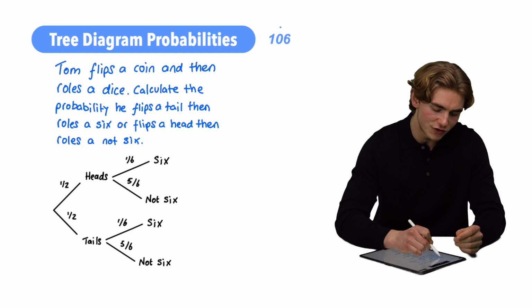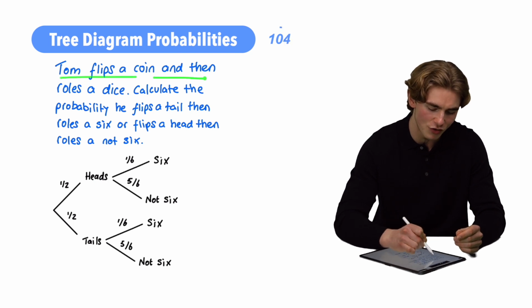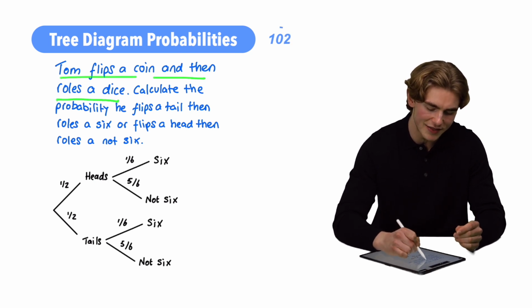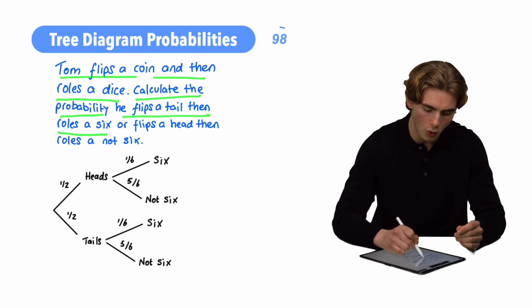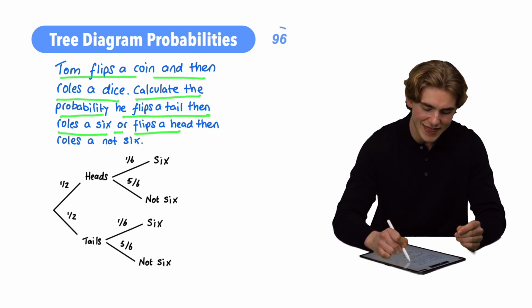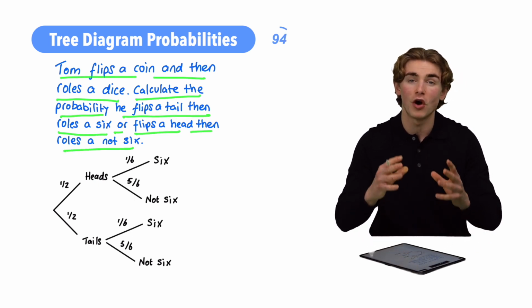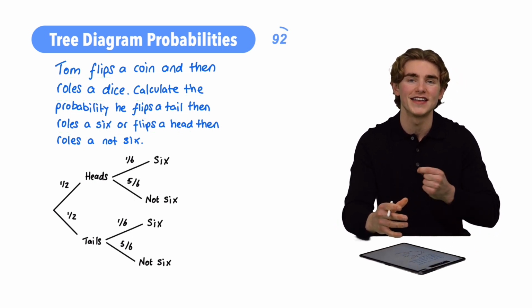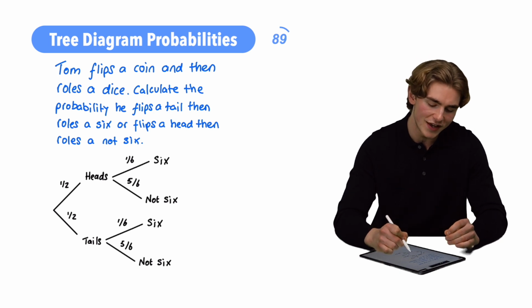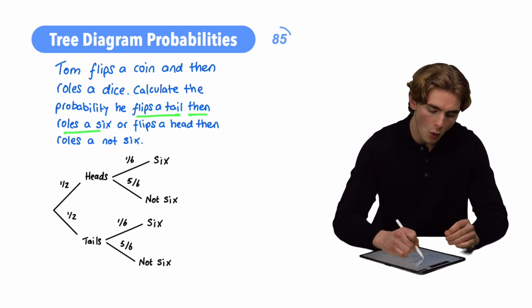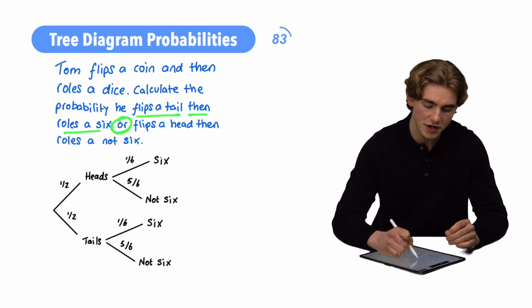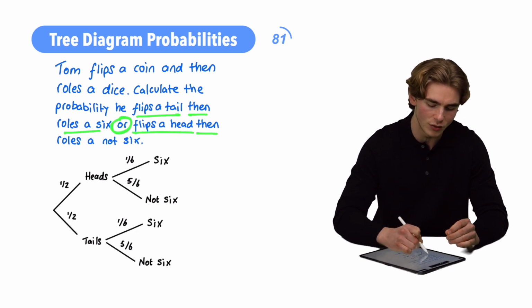The question says that Tom flips a coin and then rolls a dice. We're asked to calculate the probability that he flips a tail, then rolls a 6, or flips a head, then rolls a not 6. So we've got quite a lot going on here. Let's break it down. First of all, we can either have the first option where he flips a tail, then rolls a 6, or we can have the second option where he flips a head, then rolls a not 6.